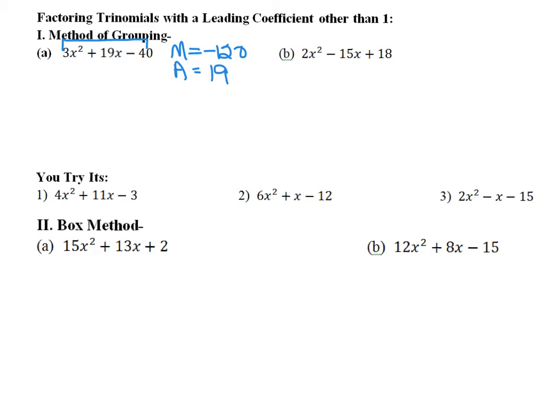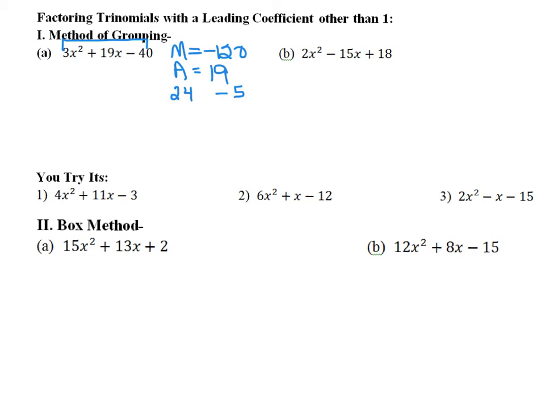Now, for big numbers like negative 120, sometimes it's hard to think about what your factors are going to be. So I really just start at the number 1 and say, okay, 1 times 120, 2 times 60, 3 times 40, 4 times 30. And I keep going with factors of 120 until I see a combination that's going to add to give me 19. So in this case, I'm going to use 24 and negative 5. 24 times negative 5 is negative 120. 24 plus negative 5 is 19.